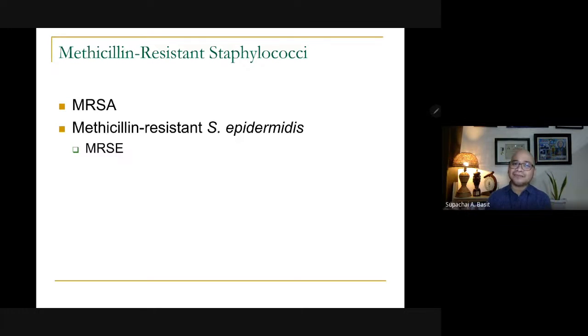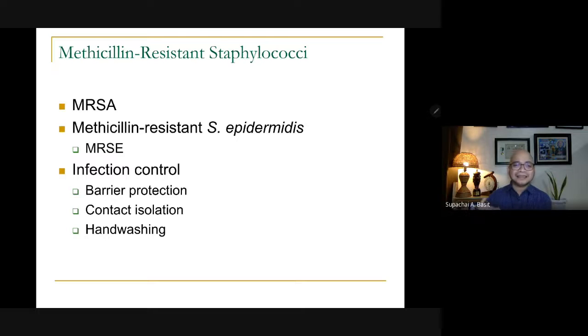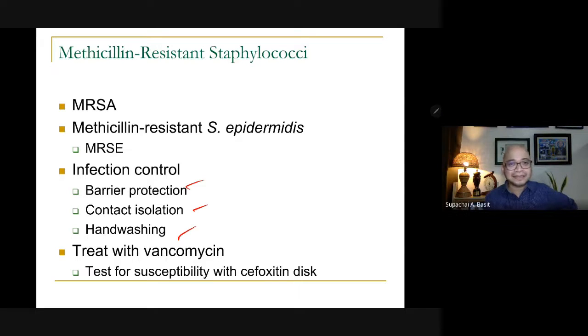Okay? And aside from MRSA, we also have the MRSE, methicillin-resistant epidermidis. And to control such infection, we really need barrier protection. Wearing basic PPEs in the hospital would play a significant role in preventing MRSA infection. Contact isolation and a basic practice such as hand washing would be most useful. And then, of course, as I've told you, we treat it with vancomycin. So how do we know if the organism is an MRSA?